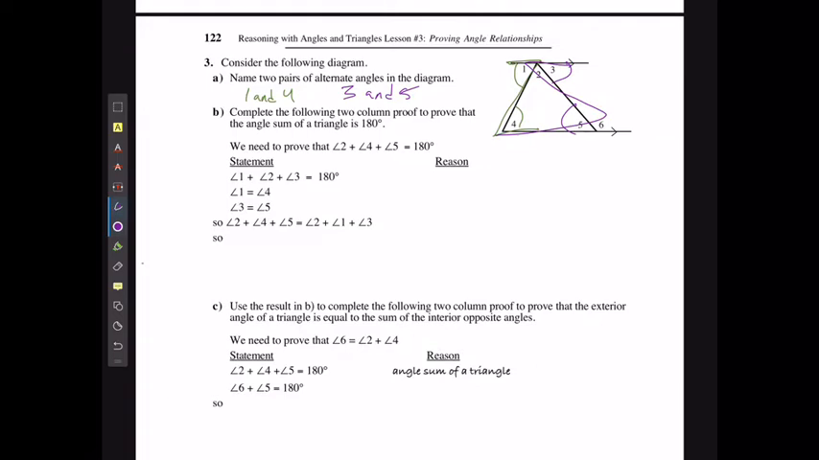Now, it's given us a number of statements here. Complete the following 2-column proof to prove that the angle sum of a triangle is 180 degrees. So because the only triangle here is the one inside of here, then I need to state that angle 2 plus angle 4 plus angle 5 all have to add up to 180. So, the first thing I'm going to state is that angle 1, 2, and 3 add up to 180. Why is that? Because they make a straight line.